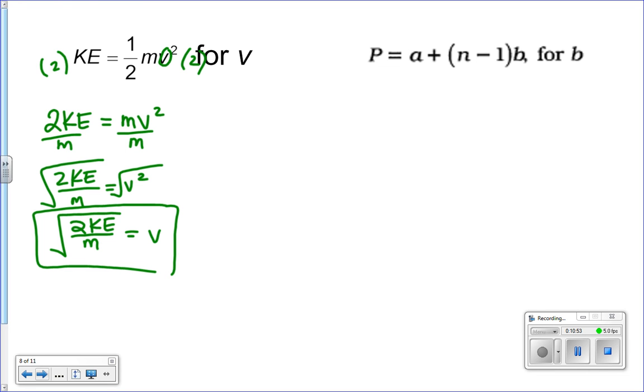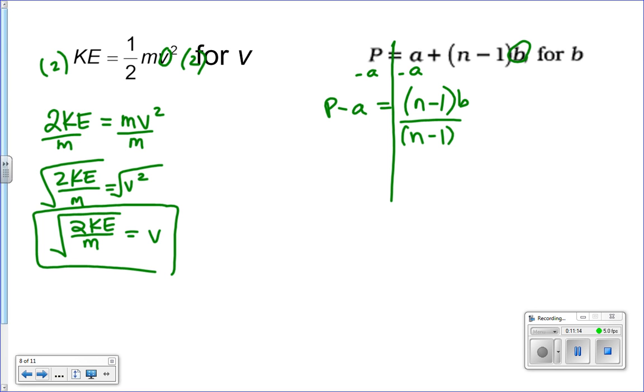Okay, this problem over here on the right, we're trying to isolate the b, which is over here at the end. So I need to first get rid of all the stuff that's on the left-hand side. I'm going to subtract a off. So p minus a is going to equal n minus 1 all times b. Well, again, even though it looks funny, it's just multiplication. So we just need to divide by that whole thing it's being multiplied by. So p minus a all over n minus 1 equals the b.